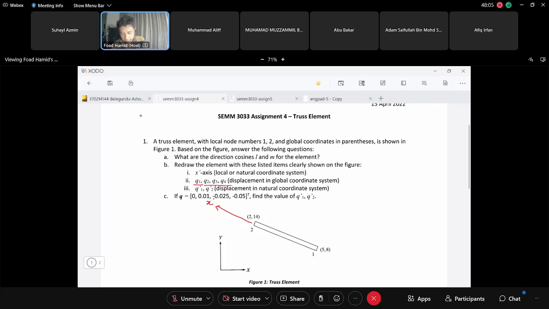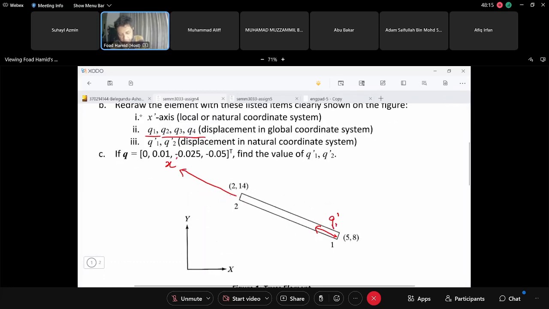And it asks us to redraw the element with Q1, Q2, Q3, and Q4. We note that this is Q1 prime because this is in the local coordinate system, and this might be Q prime 2. But what are Q1, Q2, Q3, and Q4? Q1 and Q2 correspond to the local node 1 displacement.